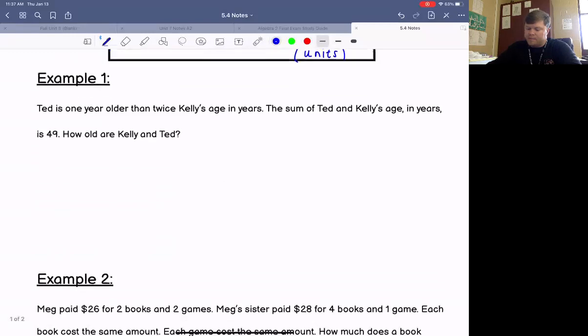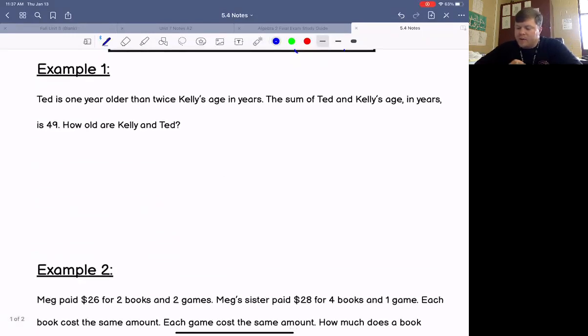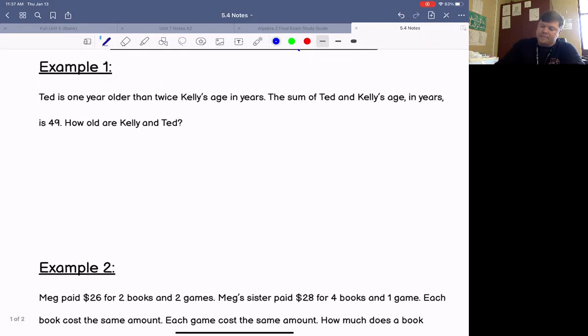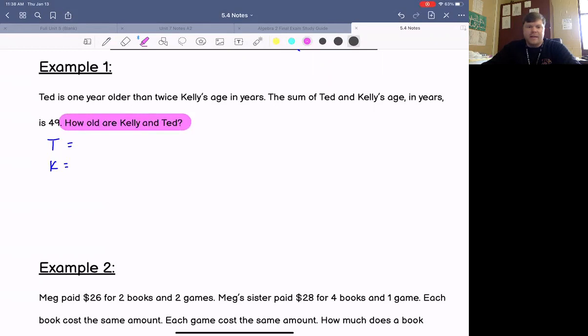So in example 1, Ted is 1 year older than twice Kelly's age in years. The sum of Ted and Kelly's age in years is 49. How old are Ted and Kelly? So first of all, we're going to want to define our variables T and K. One way that you can tell what your variables should be is to look at what the problem is asking for. So the problem asks for the age of Ted and Kelly. That means that that's what my variables should be.